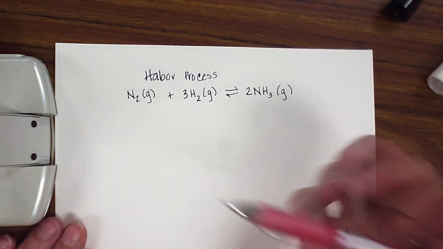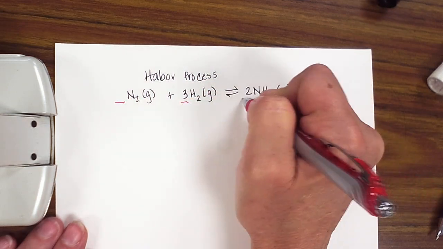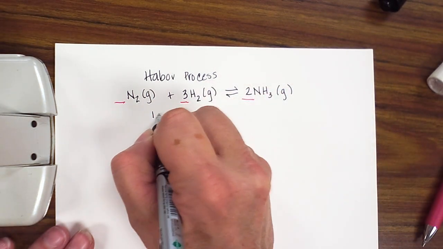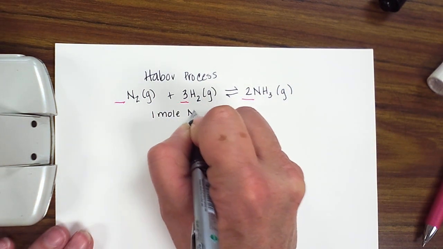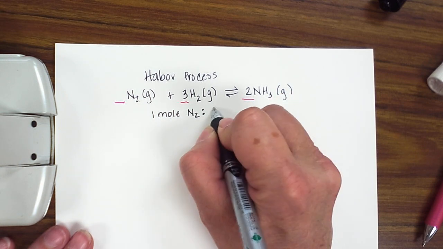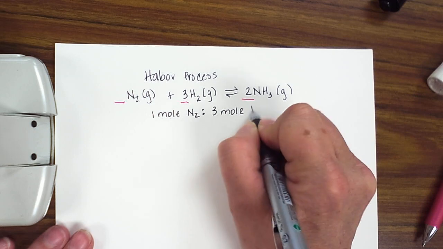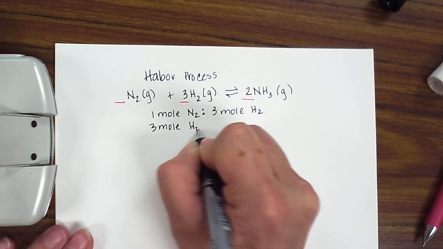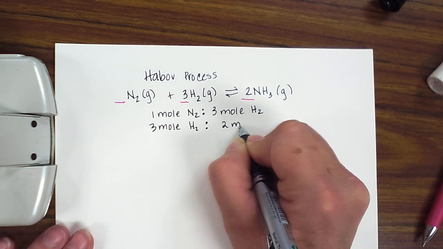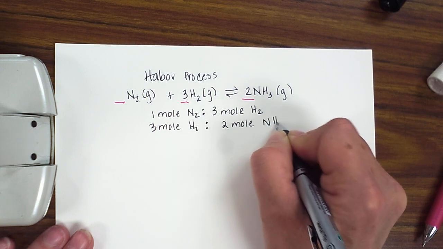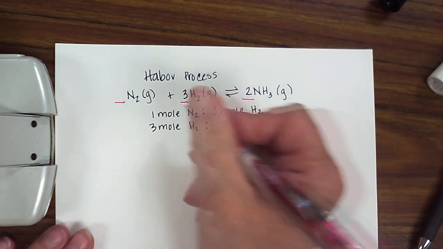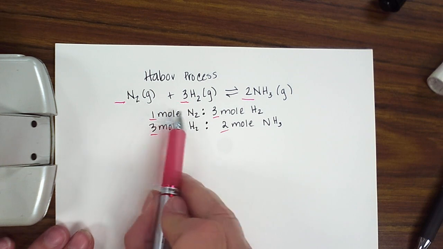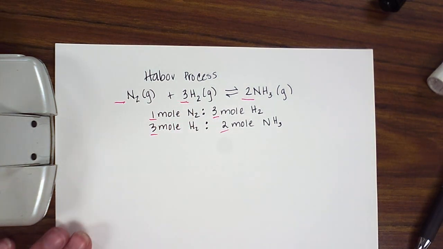So first, we want to notice that these are the coefficients, and they set up these molar ratios for us. So let's take a look at them. So for example, 1 mole of N2 to 3 moles of H2, or 3 moles of H2 to 2 moles of NH3. And these numbers here come from the molar ratio up here. See? 1 mole of N2 to 3 moles of H2. That's where they come from.